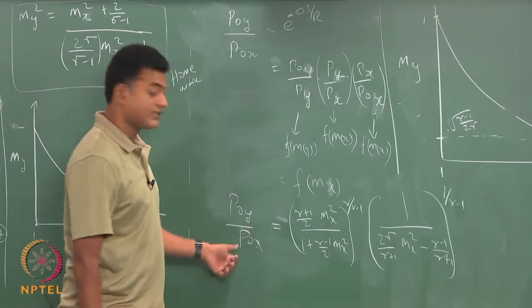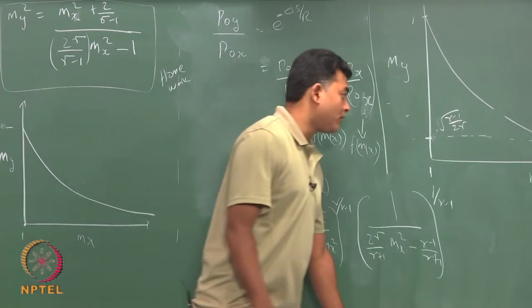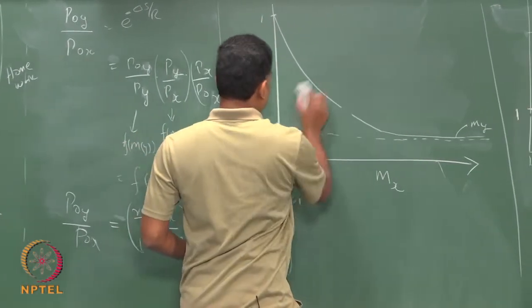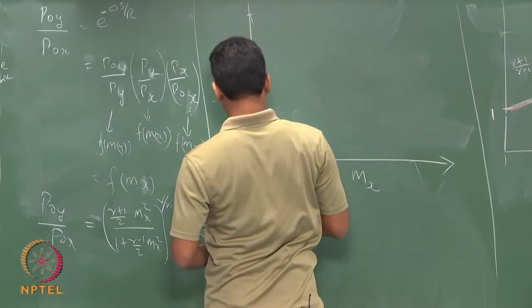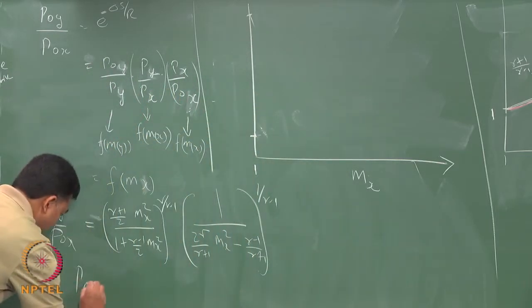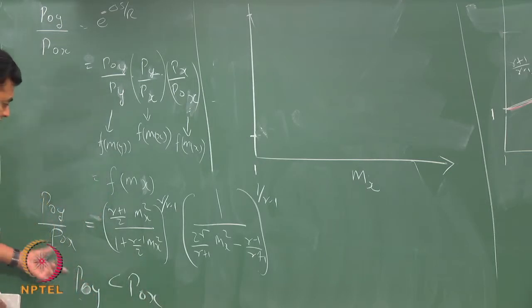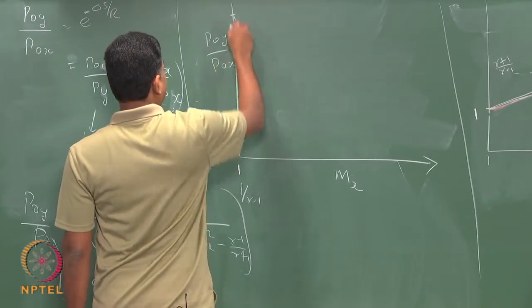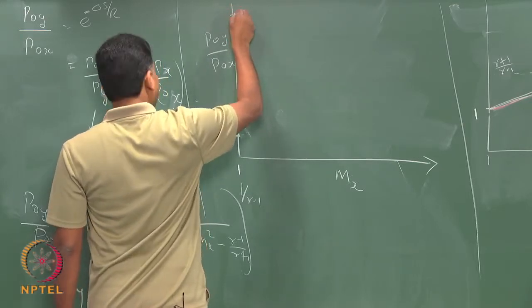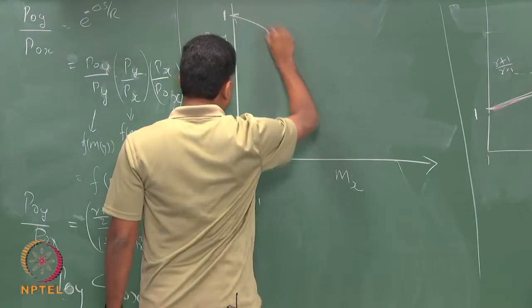So, for a given Mx I have this ratio, which again we know that P0y is going to decrease. From the entropy condition we know that P0y should always be less than P0x, and the ratio would decrease like this. So, I would write P0y by P0x. When it is 1, you have the trivial solution, and it goes something like this.